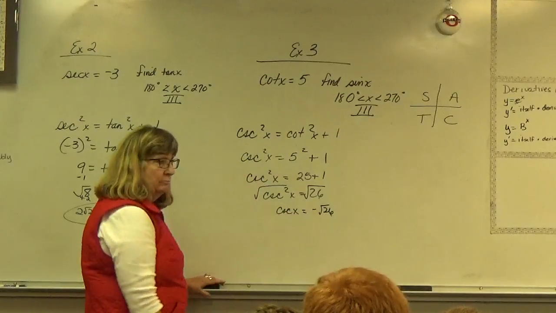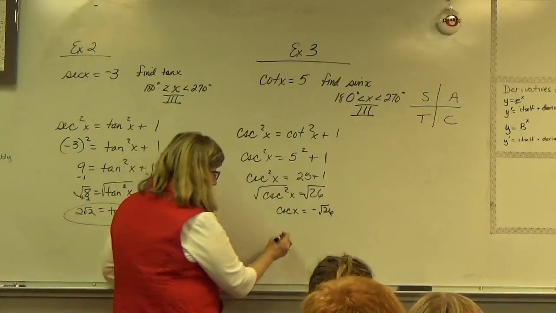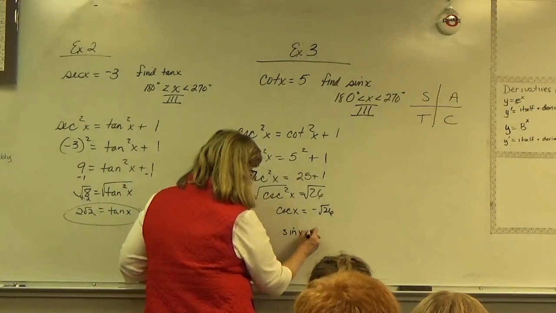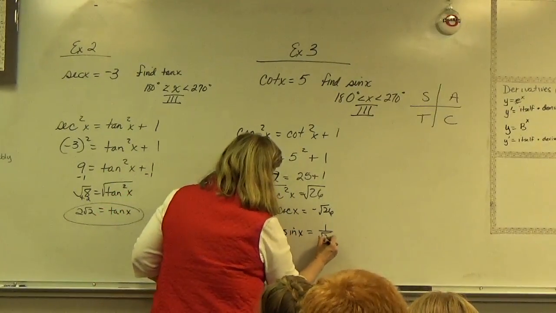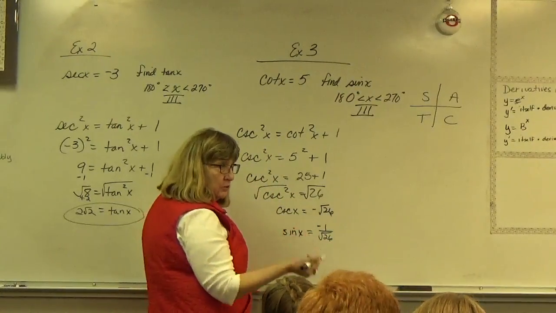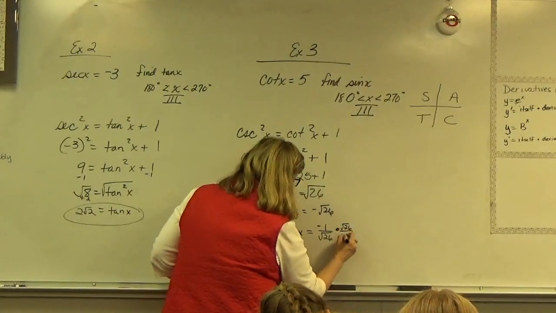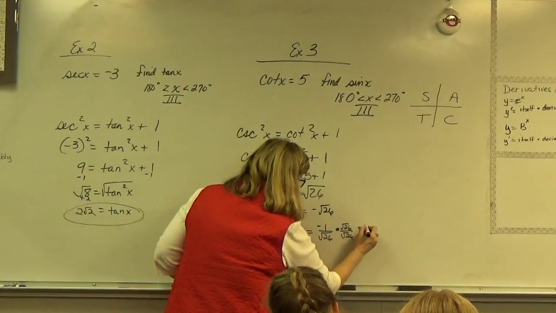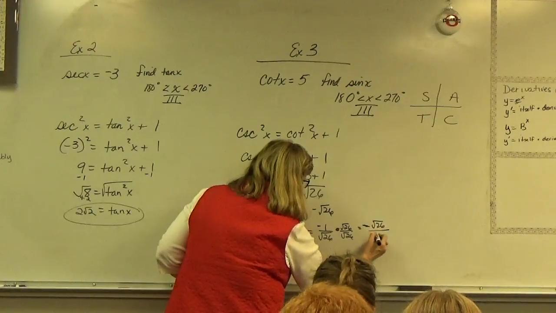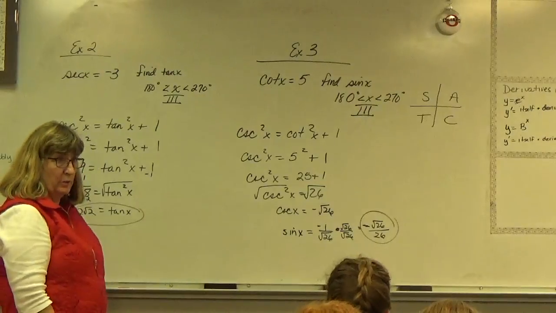Now is that what we want? What do we want? Sine. So since I want the sine, I just have to invert this. But then we can't have a radical in the denominator, so we rationalize it. So you multiply both the top and the bottom by the square root of 26. And that would be our answer. Does everybody follow what I did there?